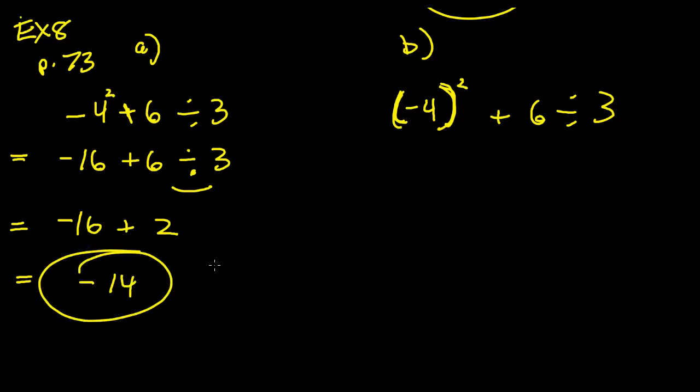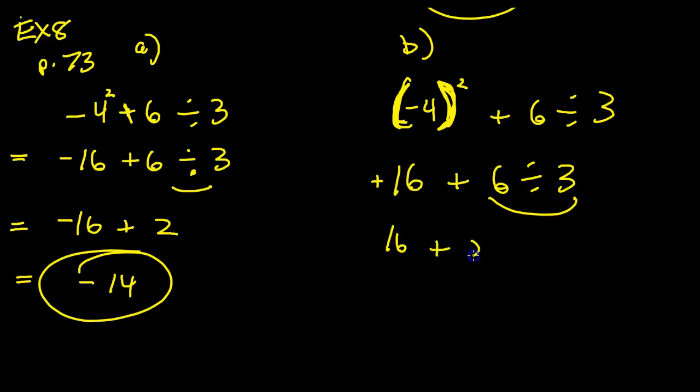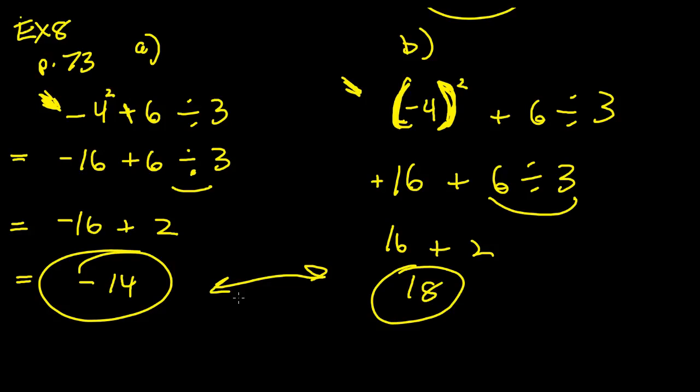Final answer. Let's look at the B part with these parentheses, including the negative sign before the exponent operation. So minus 4 squared is positive 16 plus 6 divided by 3, and we'll get a very different answer here. 6 divided by 3 comes next, 16 plus 2, and 16 plus 2 is 18. So please notice whether you have the negative sign inside or outside the base of an exponent expression makes a big difference in your answers.